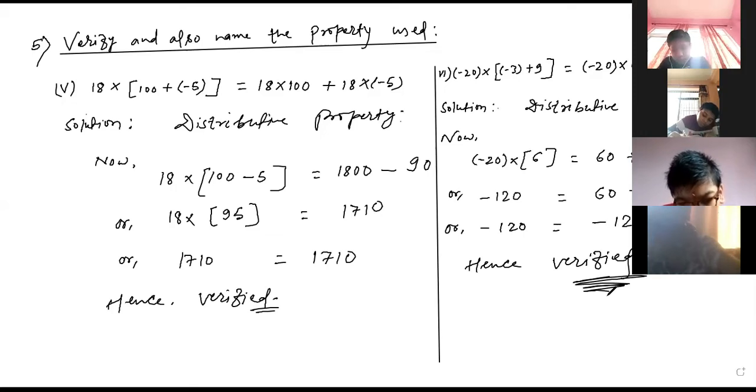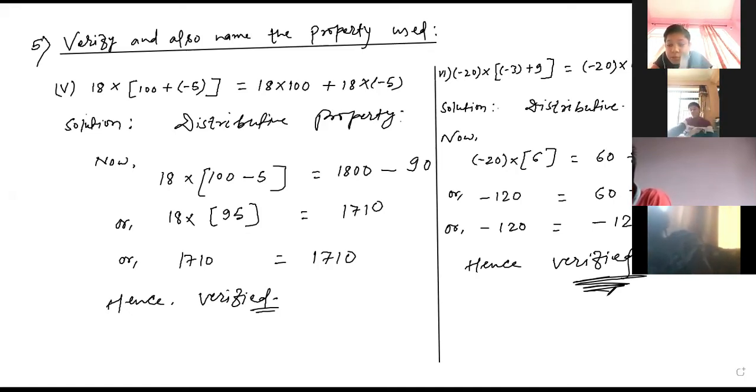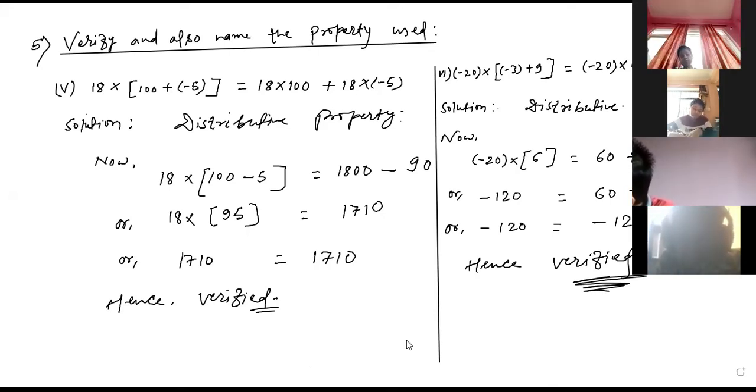Sir, can you explain again? Yes, sir. And who is this? Okay, who is asking? I'll tell your name now. Yes, Vardhan. What is your problem? Your voice is not audible. Sir, number 6. Number 6 I'm going to do now. Sir, number 5. This you didn't understand? Yes, sir.